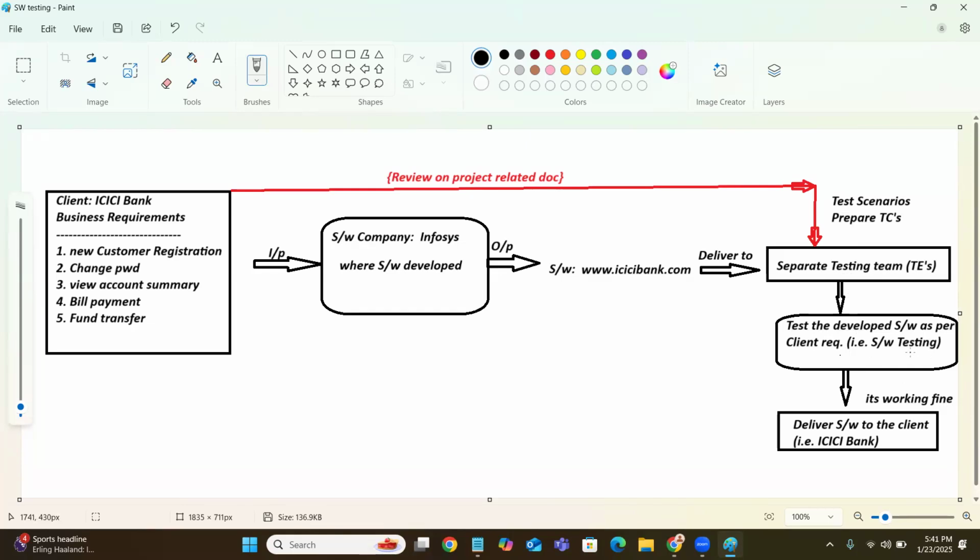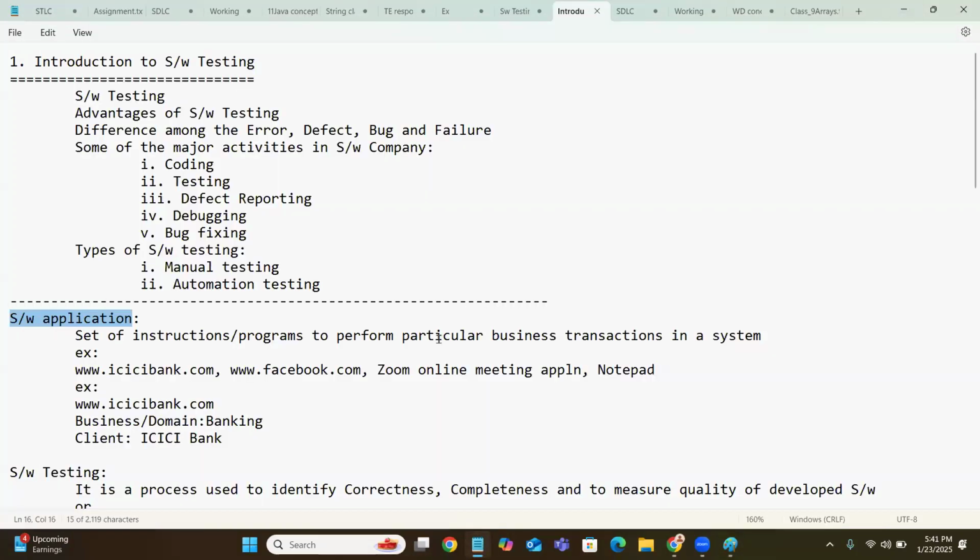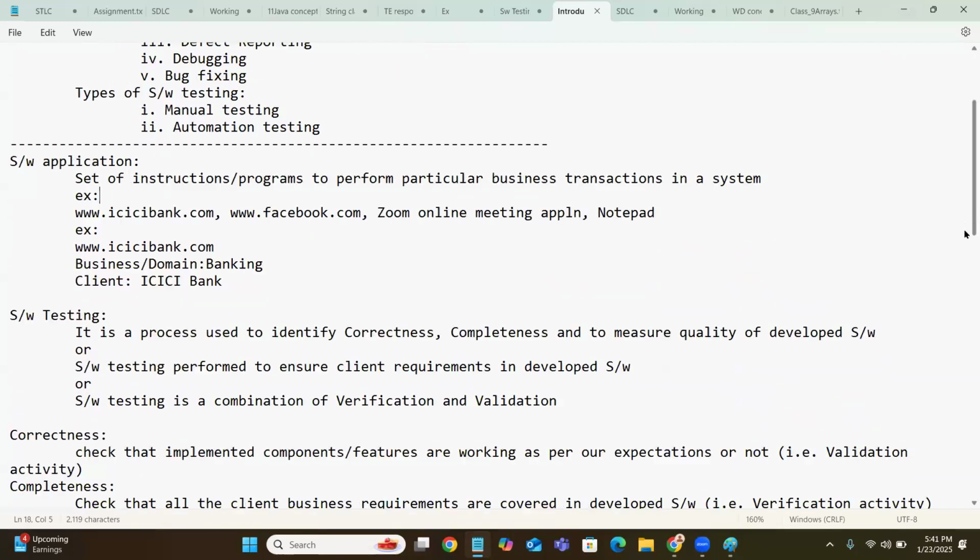So see, whichever requirements are given by the client, whether the development team implemented those requirements correctly or not in the application, further they go for testing. Understand? That is software testing. Once the software is developed and the application is given to us, we have to go for testing. So how can we define software testing?